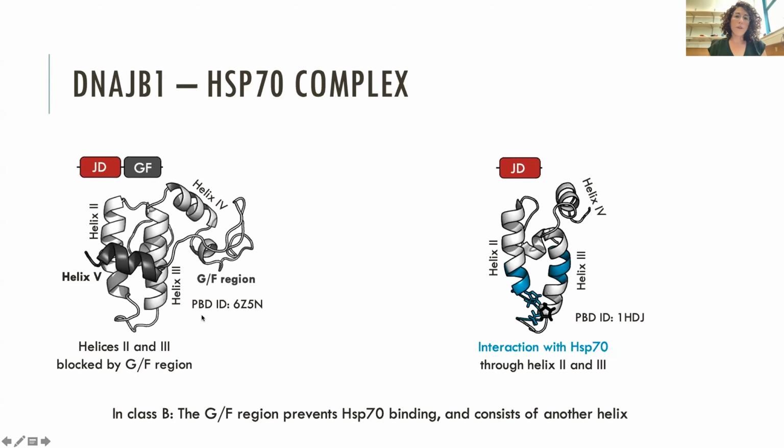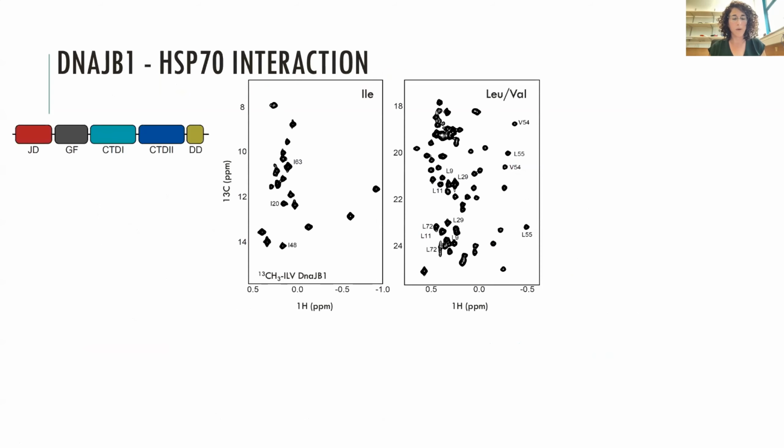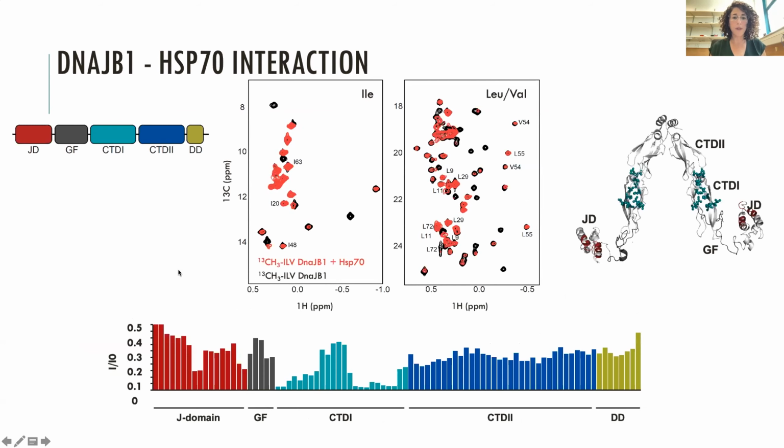And now we were curious to see then what goes on in the full-length protein. So we took our class B protein, DNAJB1, and this is a homodimer. Like I said, it's about 80 kilodaltons in size. So here we used selective methyl labeling. We labeled isoleucine, leucine, valine, and methionine residues, and you can see here the carbon-proton correlations. And when we added HSP70, we could see selective peak broadening, indicating binding.